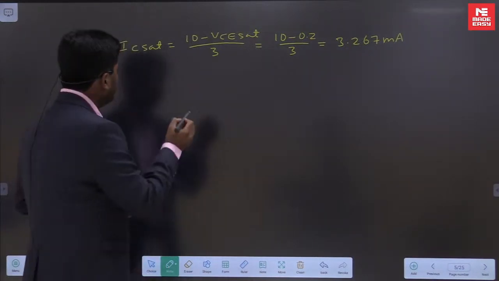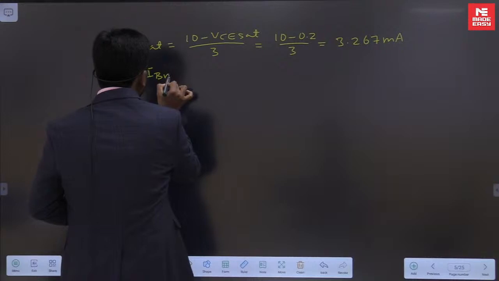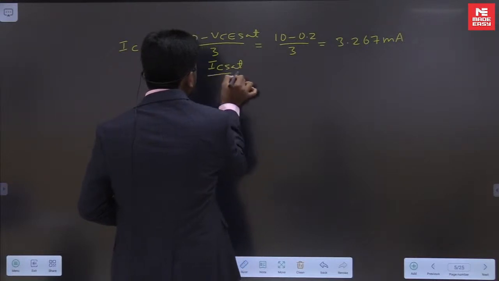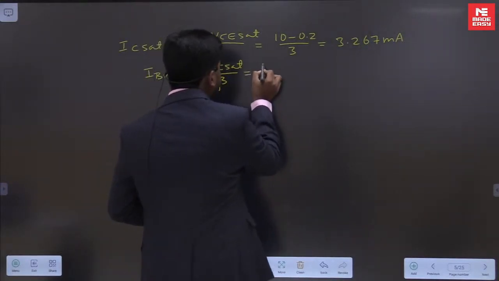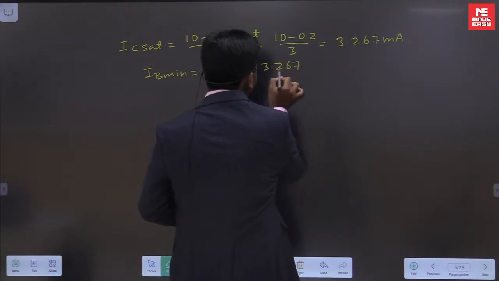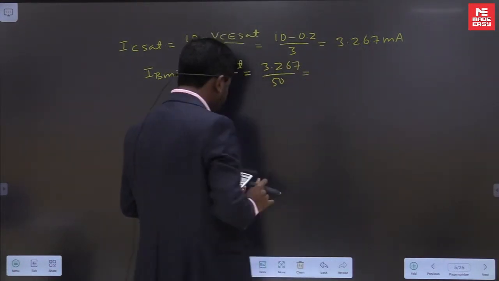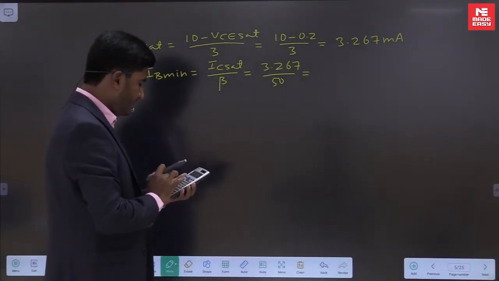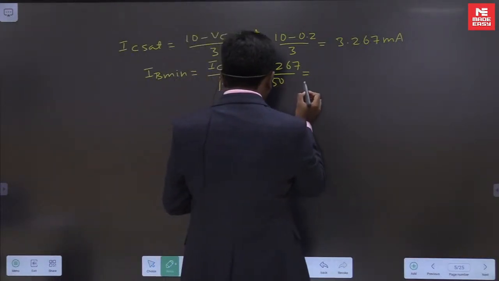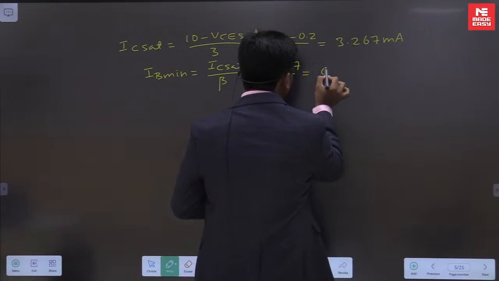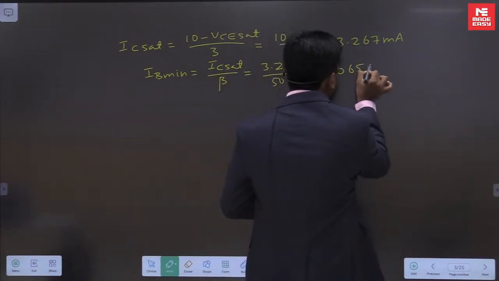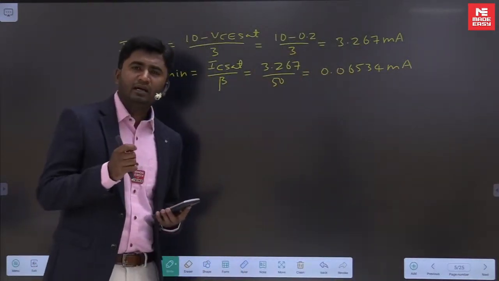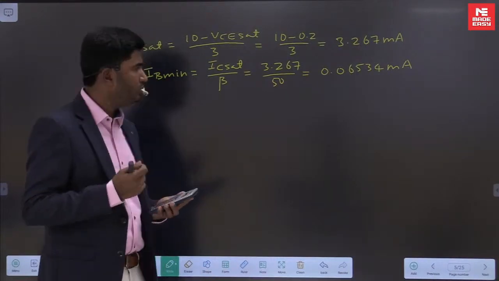Now once we know IC sat, we can find the minimum base current required to operate the BJT in saturation, which we call IB minimum. It is the minimum base current needed to operate the BJT in saturation. It is IC sat divided by beta, so 3.267 divided by 50. I'm getting a value of 65.34 into 10 power minus 3, or 0.06534 milliampere. This is the minimum base current required to operate the BJT in saturation.